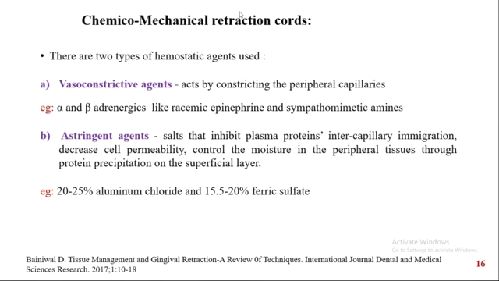Coming to the chemico-mechanical retraction cord. For the chemico-mechanical retraction cord, two types of hemostatic agents are basically used. First one is the vasoconstrictive agents and second one is the astringent agents. The vasoconstrictive agents act by constricting the peripheral capillaries. The examples of this are adrenaline and noradrenaline, whereas astringent agents inhibit the plasma protein. The astringent agents act by decreasing the cell permeability, which in turn controls the moisture in the peripheral tissues. The examples of it are aluminum fluoride, aluminum sulfate, ferric sulfate.